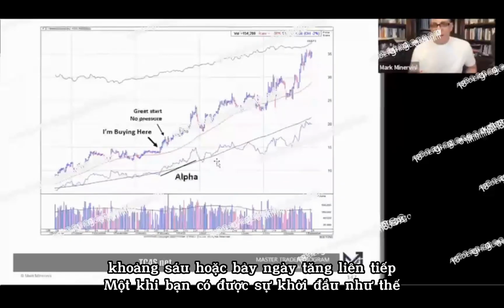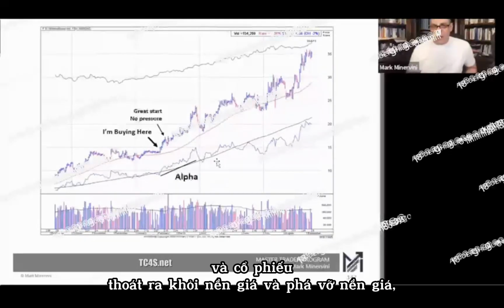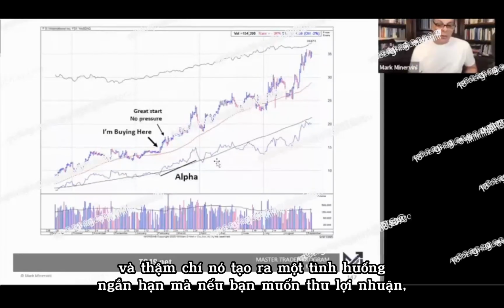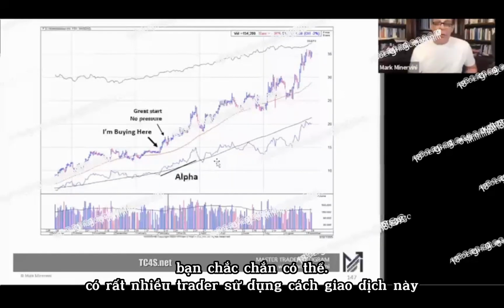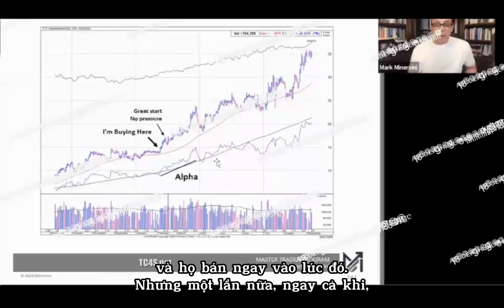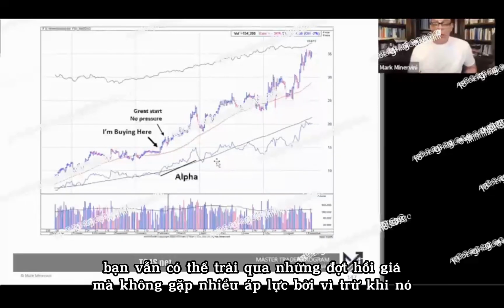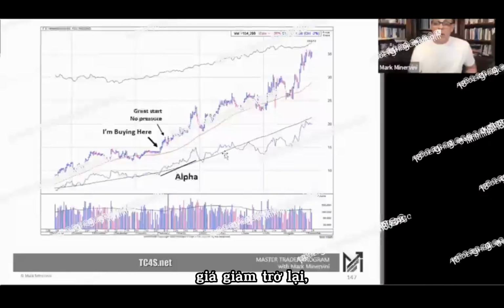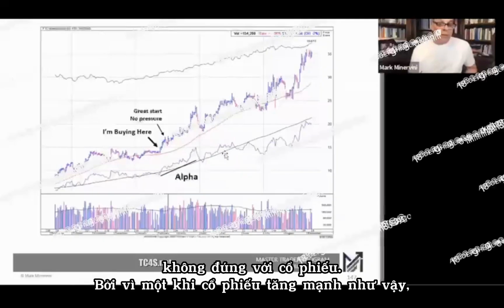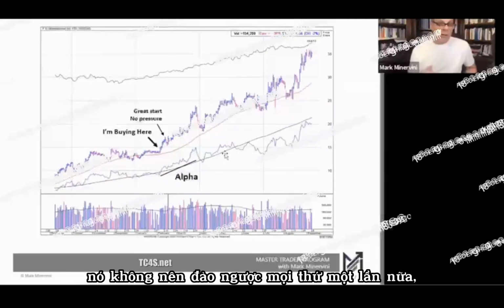So once you get that type of start and the stock comes out of the base and breaks out and you're at a profit, what it does is it takes all the pressure off of you. And it even creates a short-term situation where if you want to take the profit, you certainly could. There's a lot of traders that use this type of method, use my method or shorter term, and they're selling right into that. But again, even if you're going to play it for a bigger move, you now can go through pullbacks without much pressure, because unless it comes all the way back down and goes back to your break even or stops you out, and that would tell you that there's something not right with the stock, because once the stock comes out that strong, it shouldn't reverse everything.